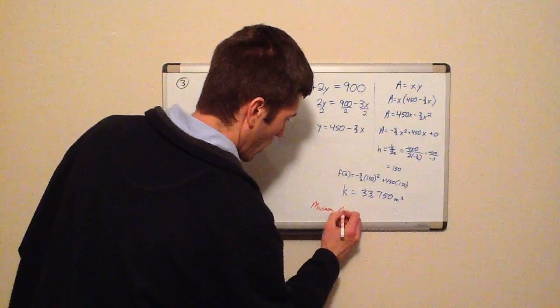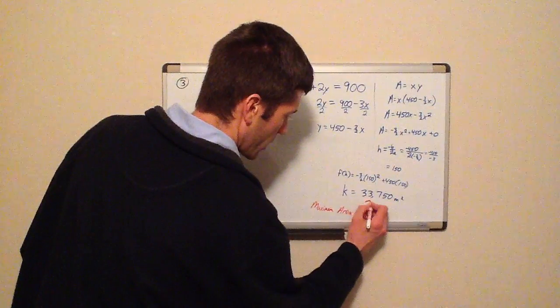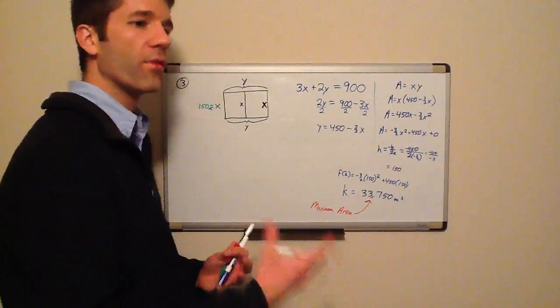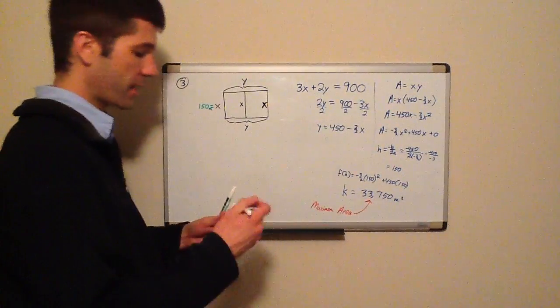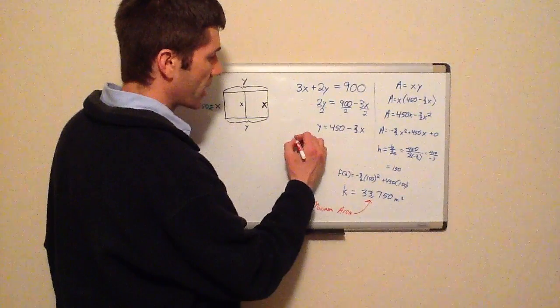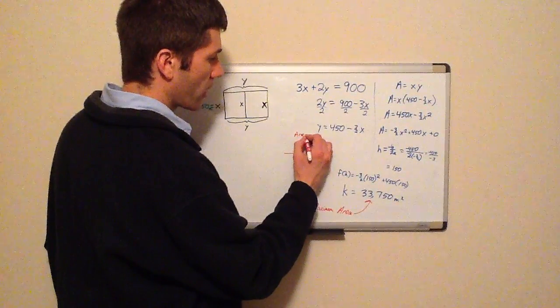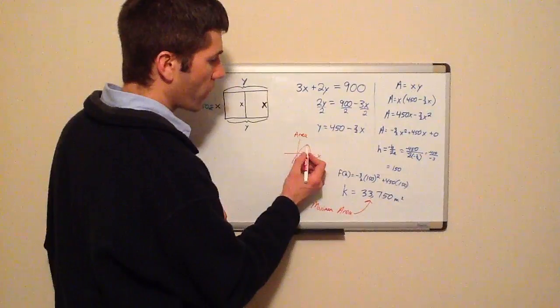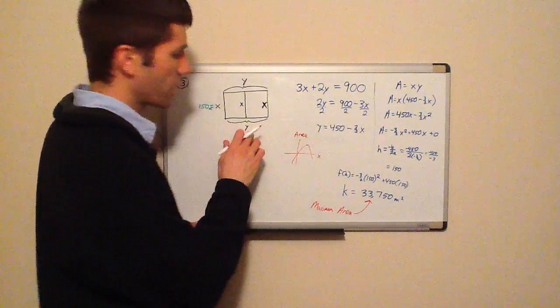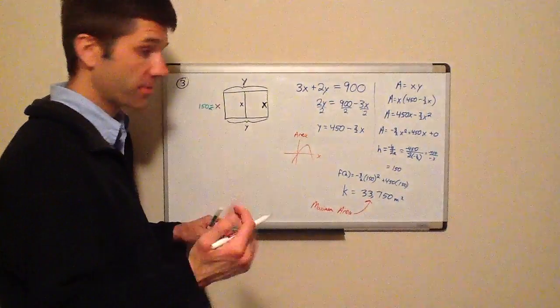Maximum area. Again, how did I know that? Because I was finding the other part of the vertex. And in finding the other part of the vertex, what we were doing is plotting x against the area. So when we found that, we found the x that gives us the biggest area. We still haven't found the y that gives us that area.